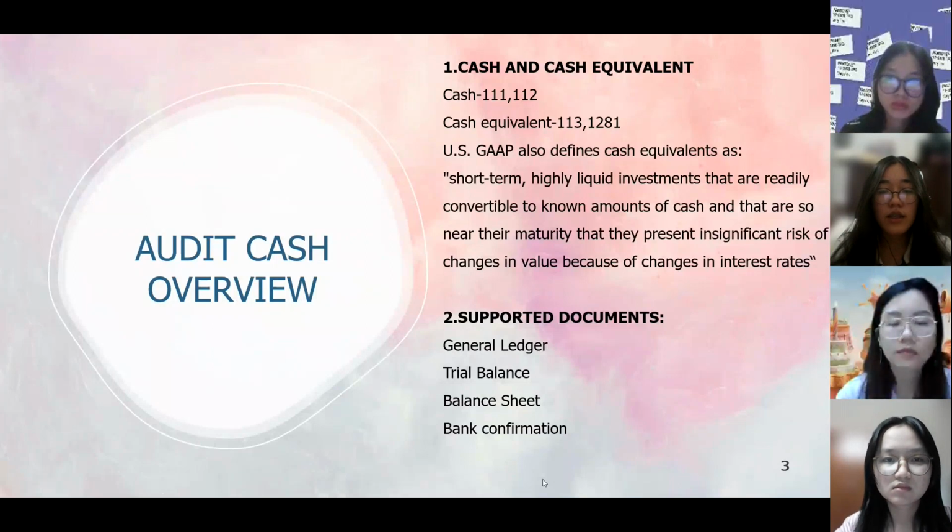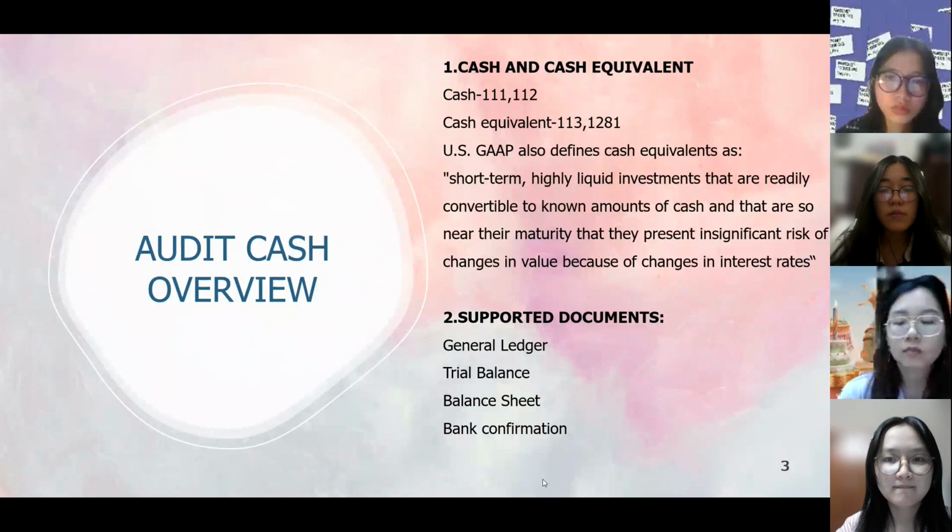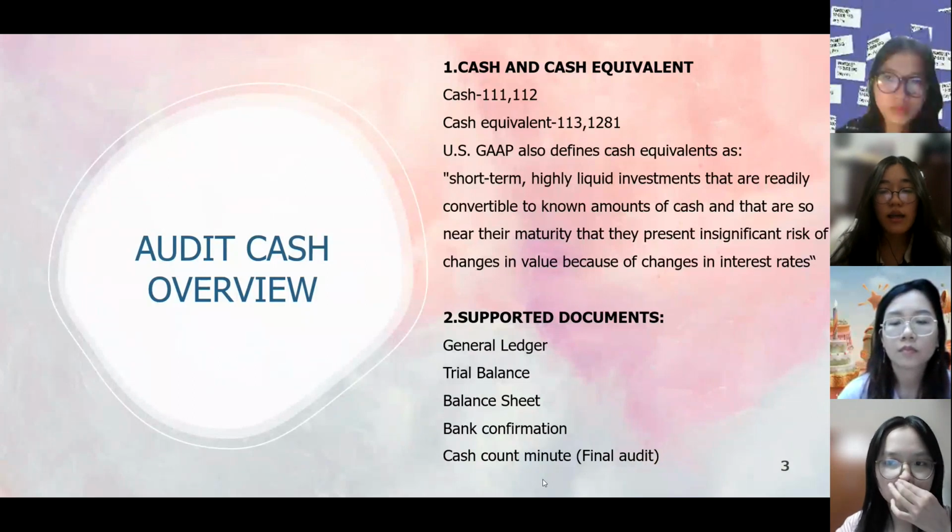Not only that, because we are doing the final audit, we have to have one more document. That is the cash minutes. This paper is almost like a report, confirming its witness to the customer's cash. We will also focus on the financial statement and assumptions about the financial statement.